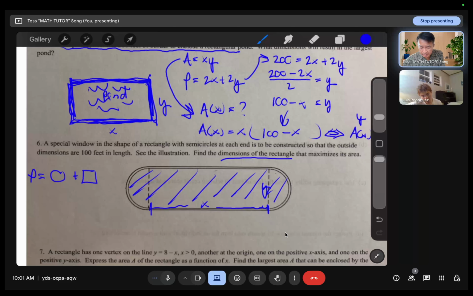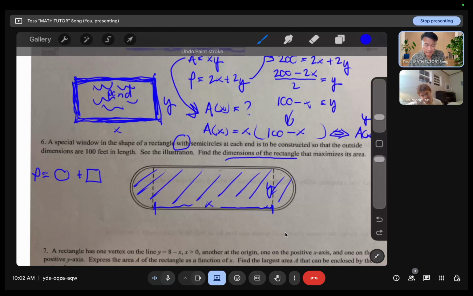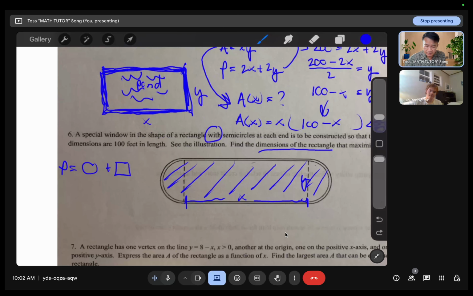Special window in the shape of a rectangle with, right here, semicircles at each end. So that means the window is literally glass. The whole thing is glass right in there, right? Including the semicircles. Do you agree? I'm pretty sure. Okay, I'm pretty sure.